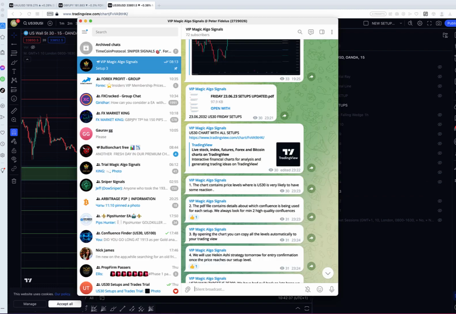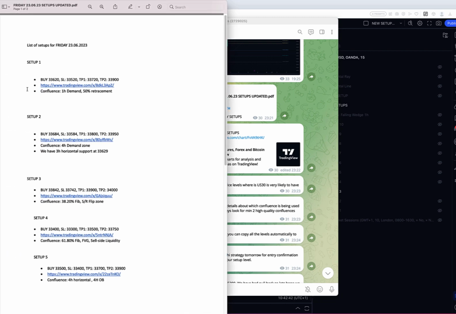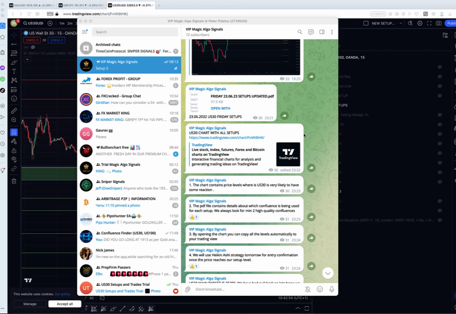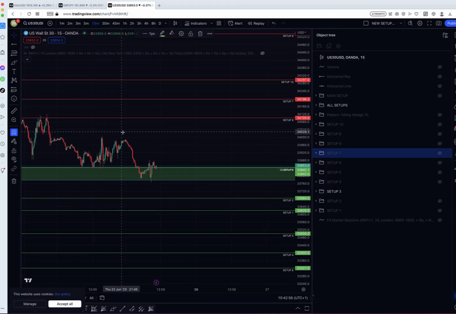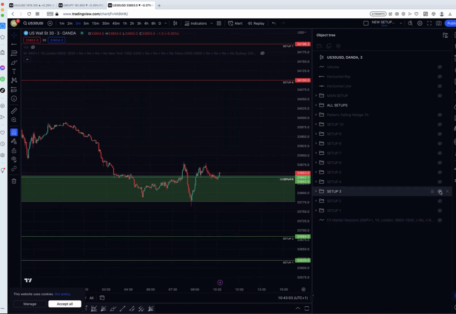So we have, again, we can go to this PDF file, and then in setup 3, you will see confluence 38.2% Fibonacci retracement and a very strong SR support resistance flip zone. So this is a very high quality confluence. So what happens here when the price reaches this level? We are going on a 5 minutes, 3 minutes time frame, okay, like this. And then we are looking for rejection reversal from this level, because this level has two very high quality confluences.